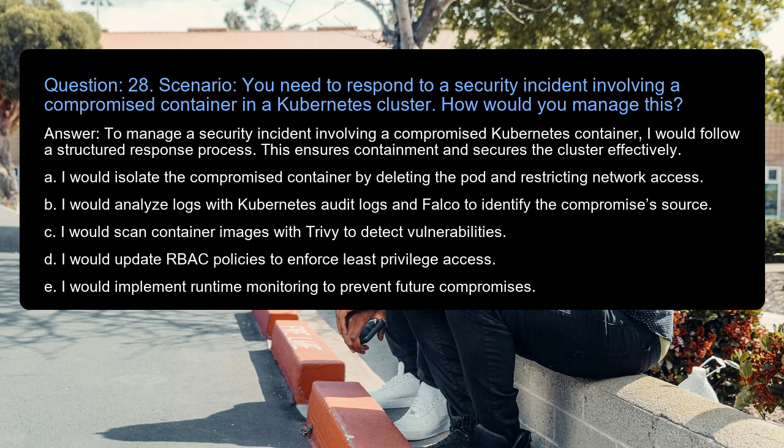A. I would isolate the compromised container by deleting the pod and restricting network access. B. I would analyze logs with Kubernetes audit logs and Falco to identify the compromise's source. C. I would scan container images with Trivy to detect vulnerabilities. D. I would update RBAC policies to enforce least privilege access. E. I would implement runtime monitoring to prevent future compromises.